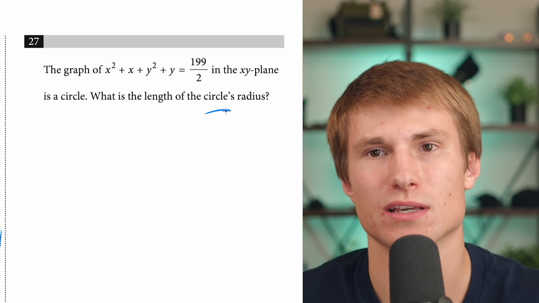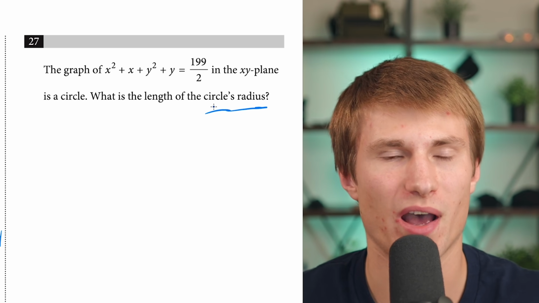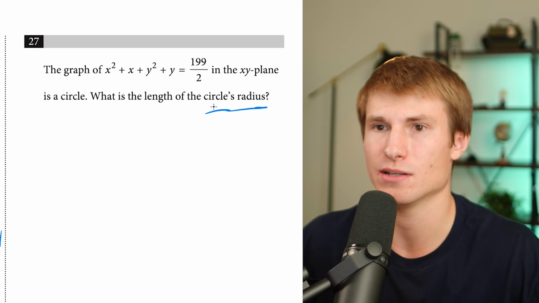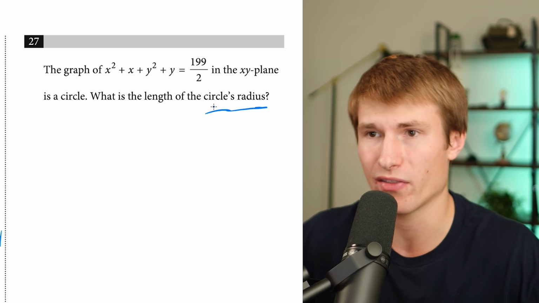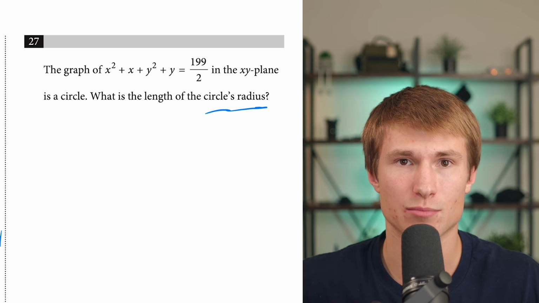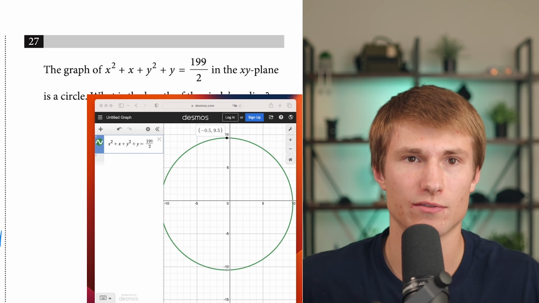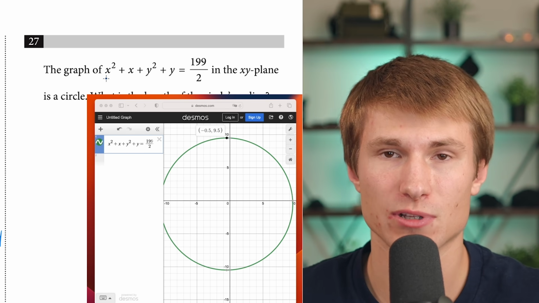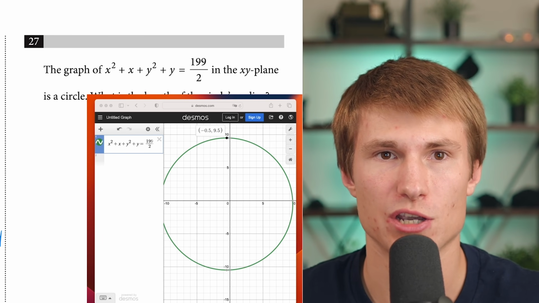With a question like this, there's a lot of room for error if you try to do it by hand. So I highly recommend using the graphing calculator that's available on the digital SAT to do this. The graphing calculator on the digital SAT pretty much works just like Desmos. So I'll go ahead and give you a look at how I would set this up. It's really simple. All I would do is put this equation into the graphing calculator.